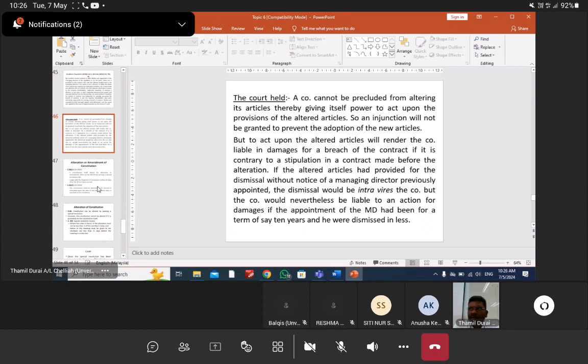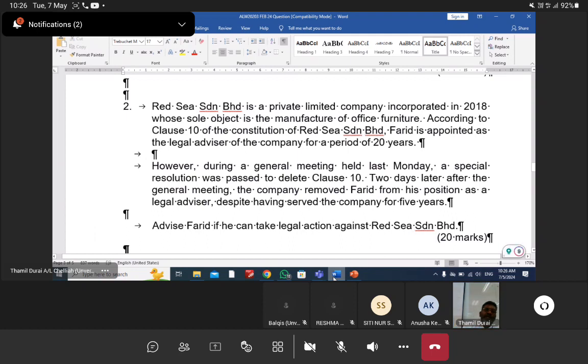Although it affects Farid's position, he is an outsider. So here the effect of the constitution is to create a relation between companies and members only, not in the capacity of outsider. So the position in clause 10 is about an outsider. Farid is to be appointed as a legal advisor of the company for 20 years. So Farid is an advisor, not a member of the company. The position there is not member related.